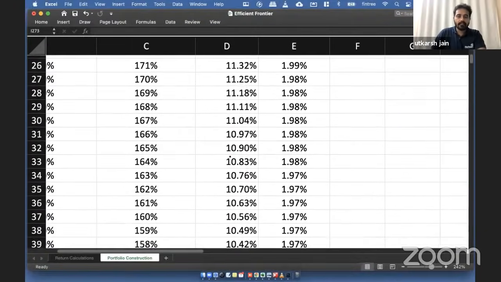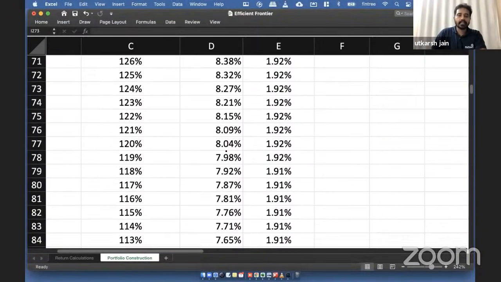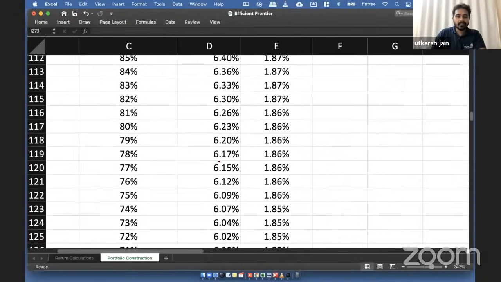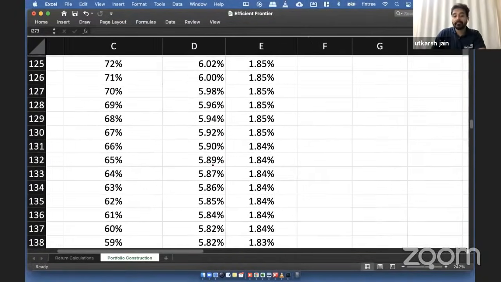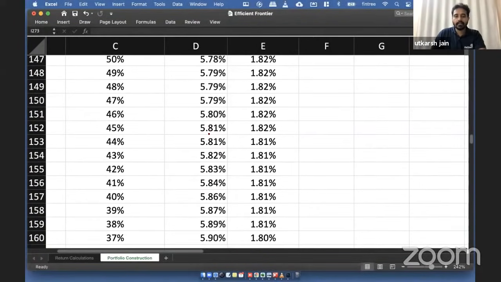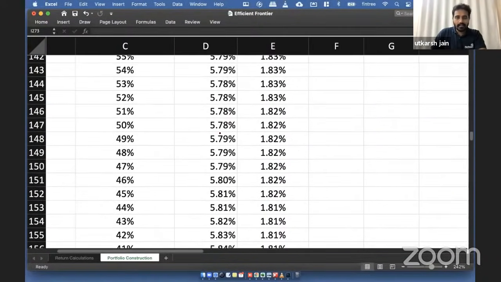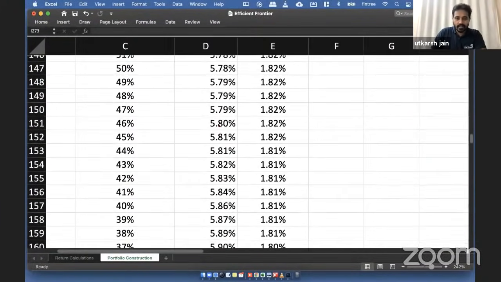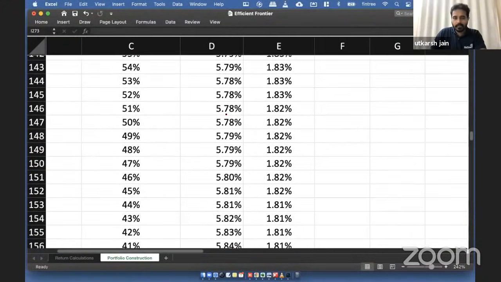12, 11, 10, 9, 8, 7, 7, 7, 7, 6, we're still benefiting. 6, 6, 6, 6, 6, 6, 5. Risk is reducing, risk is reducing. And I think 5, and then we start going towards 6 again, right? So it looks like our global minimum portfolio is somewhere here.